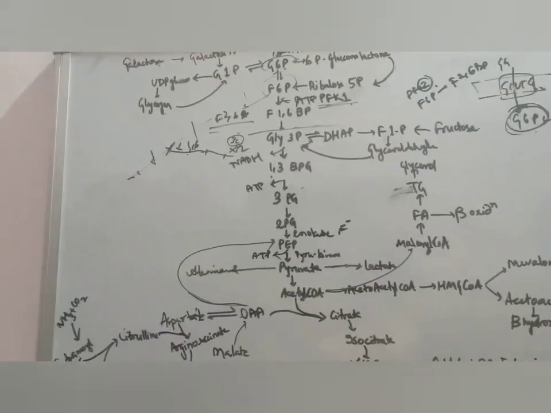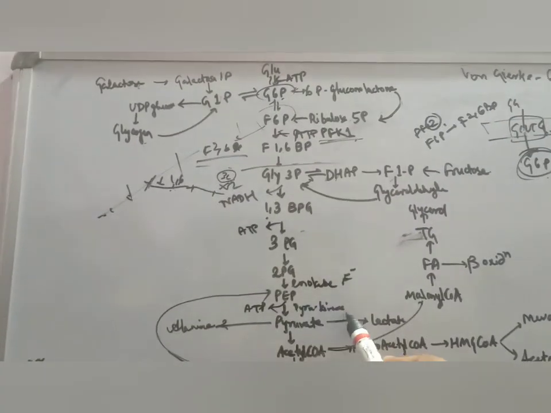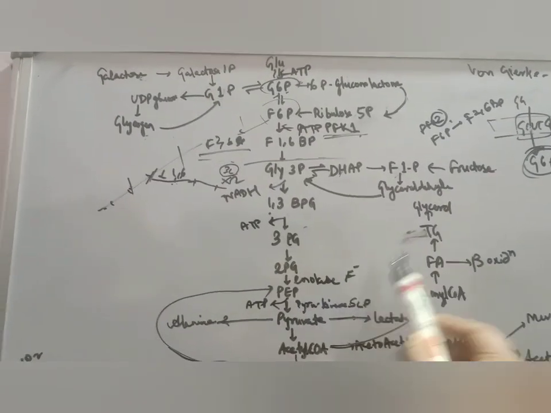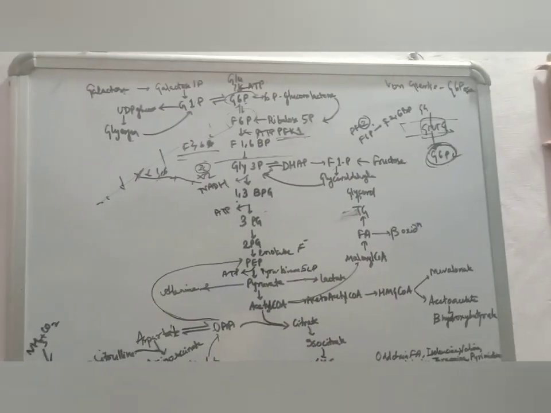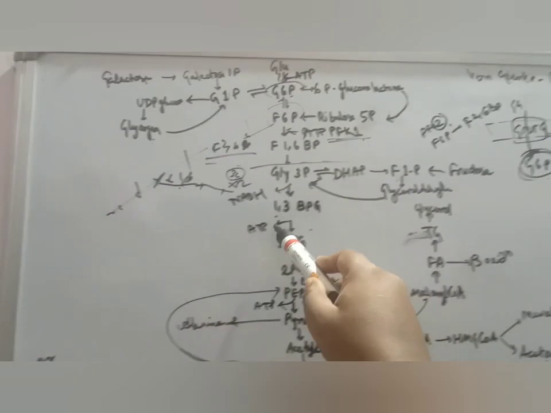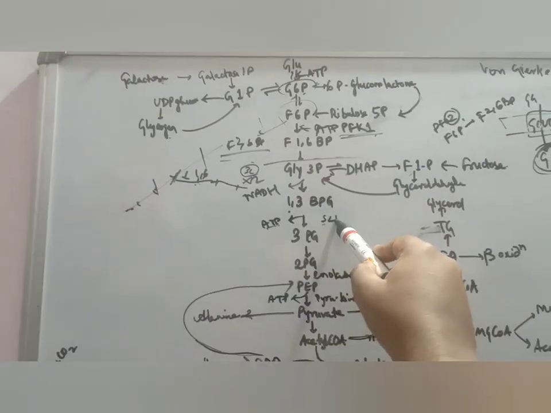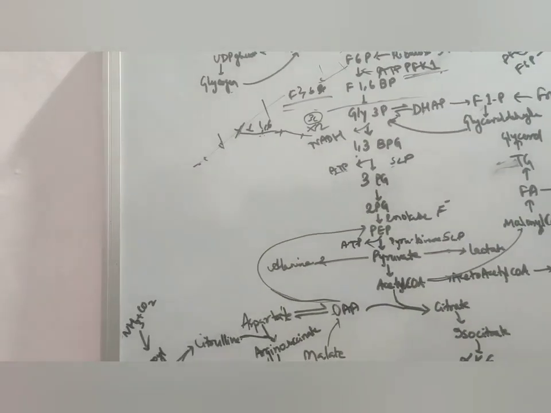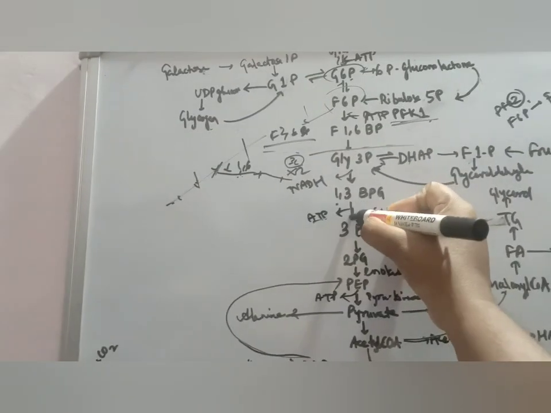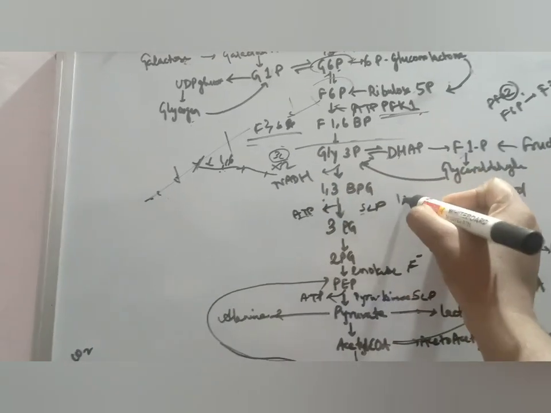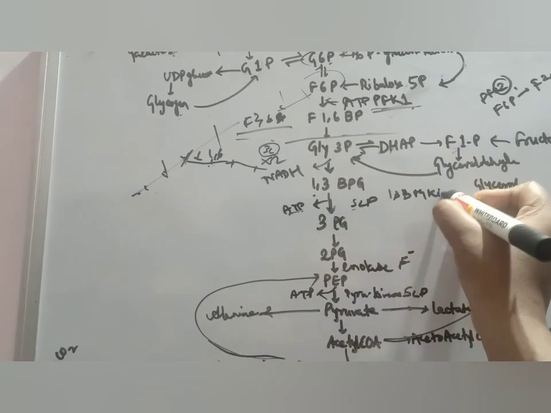What else I want to add is that pyruvate kinase is a substrate level phosphorylation. So what is substrate level phosphorylation? It basically means you don't need NADH, you don't need FADH2, you don't need anything. You directly get ATP from the reaction itself. So from here you see you are directly getting ATP. So this is also a substrate level phosphorylation. And this enzyme is known as 1,3-BPG kinase.